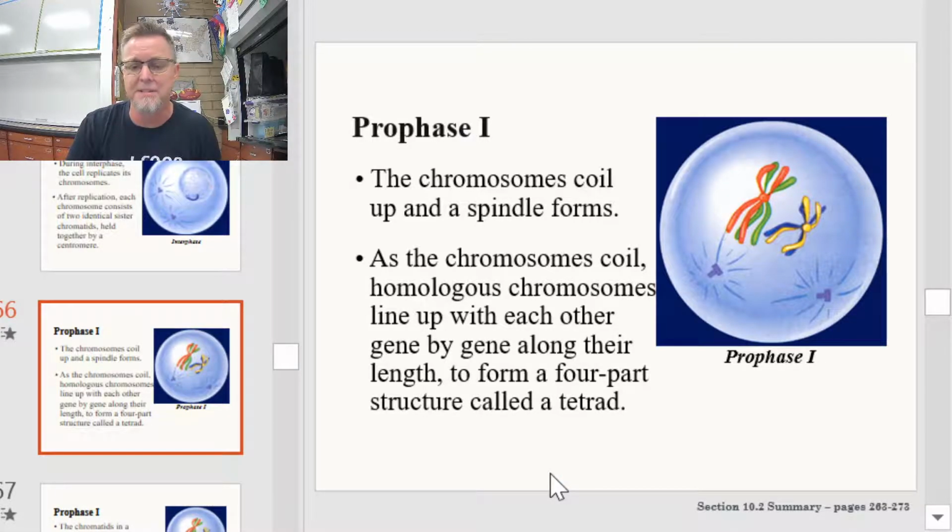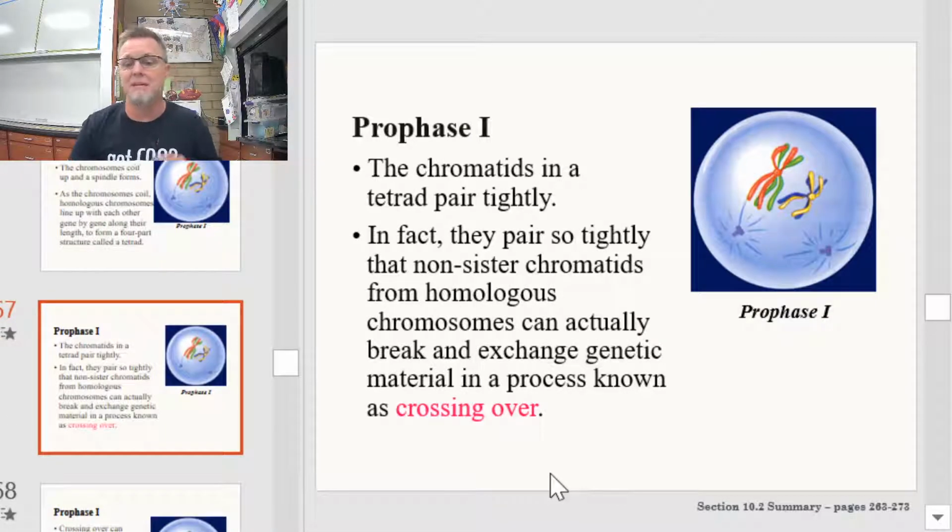In prophase 1, a lot of what you saw in mitosis happens here, but there's a new, interesting twist. The chromosomes coil up and spindles form. As the chromosomes coil, the homologous chromosomes line up with each other gene by gene along their length, and they form a quartet, if you will, that we call a tetrad. Now, here's the crazy thing that happens in meiosis that did not happen in mitosis. It's called chiasmata, or crossing over. The chromatids in the tetrad pair so tightly that pieces of non-sister chromatids can actually break off and trade places. That's what crossing over is all about.